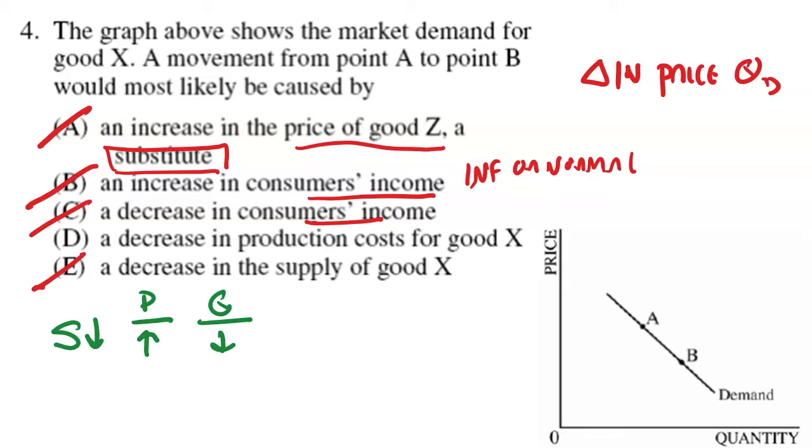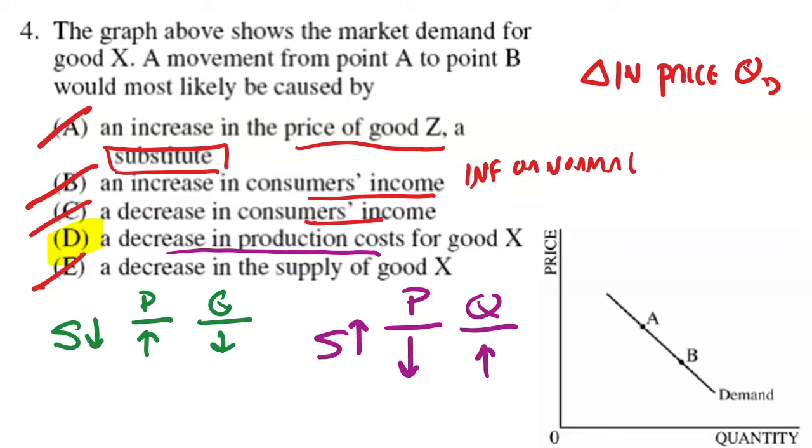The reason why answer choice D is the correct answer, let's do this in purple, is that there's a decrease in the production cost for good X. Well, production costs are not going to impact demand. They're going to impact supply, the producers. If there's a decrease in production costs, that is going to cause an increase in supply. And whenever there's an increase in supply, it causes our supply curve to shift to the right, which causes our price to decrease and our quantity to increase.